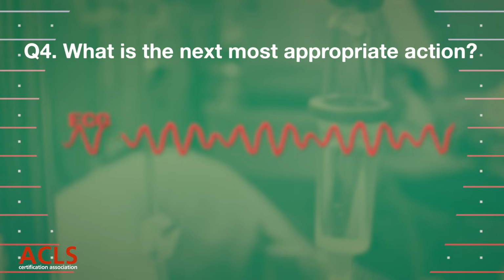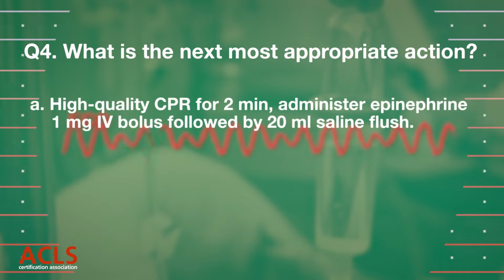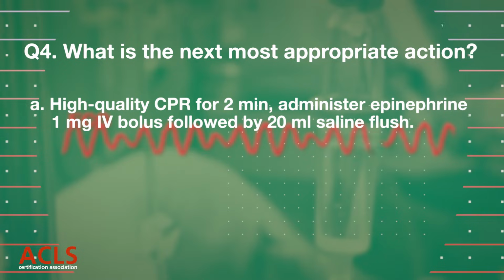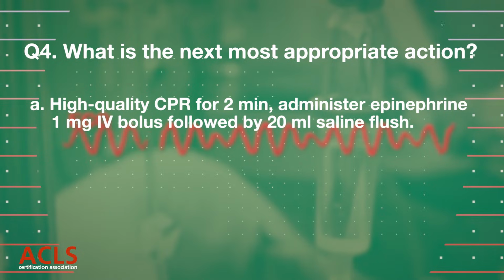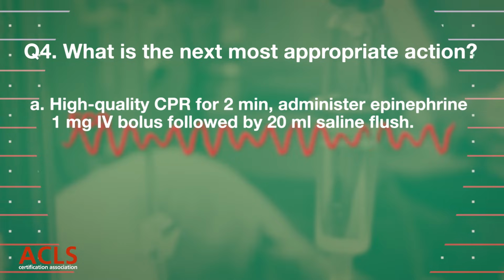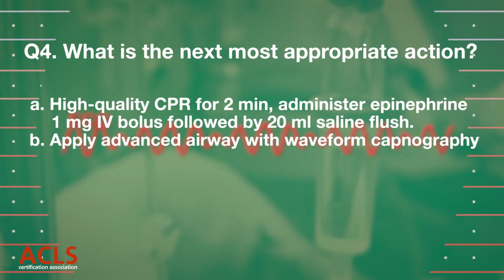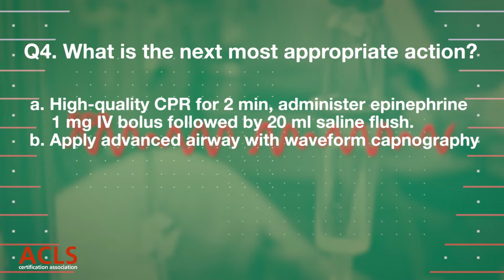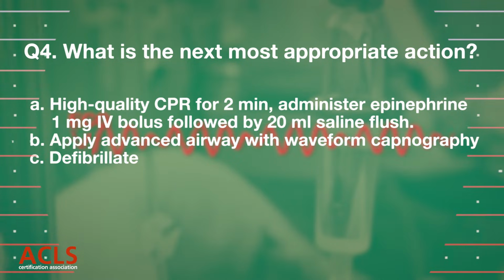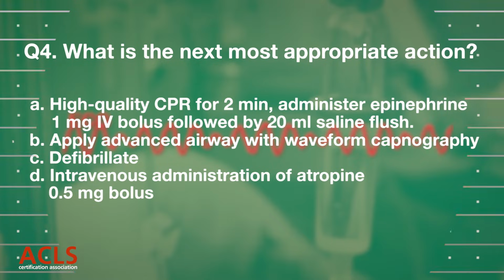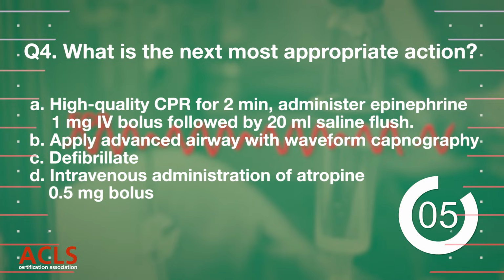Question 4. What is the next most appropriate action? A. High-quality CPR for 2 minutes. Administer epinephrine 1 milligram IV bolus, followed by 20 milliliter saline flush. B. Apply advanced airway with waveform capnography. C. Defibrillate. D. Intravenous administration of atropine, 0.5 milligram bolus.